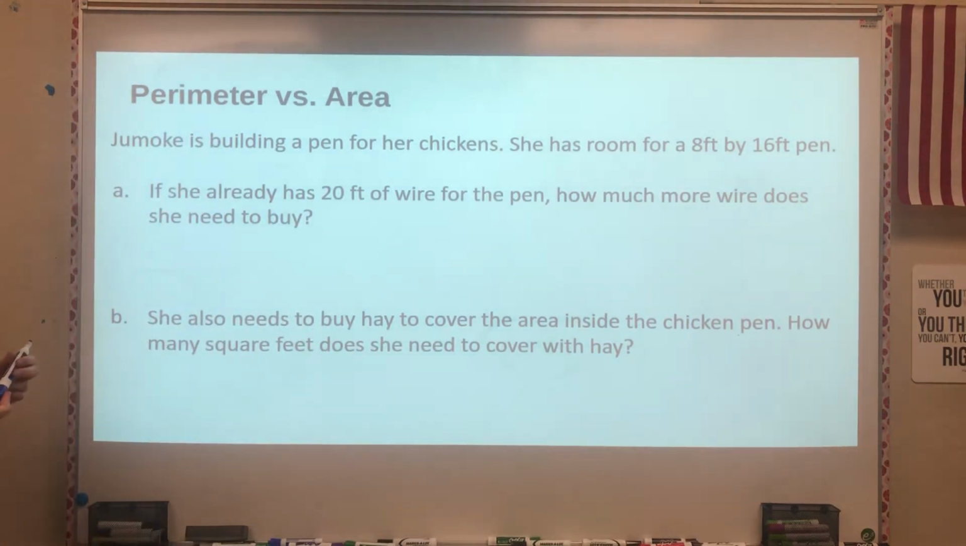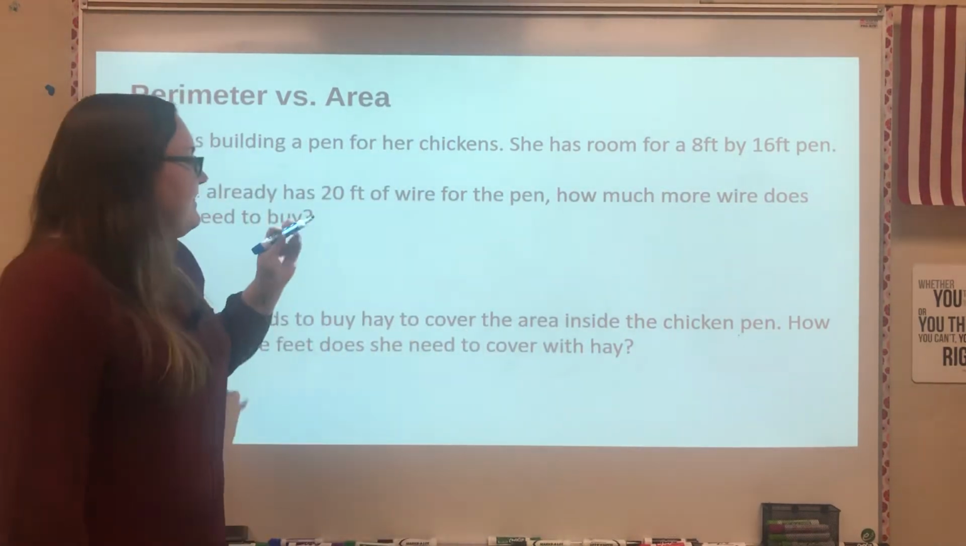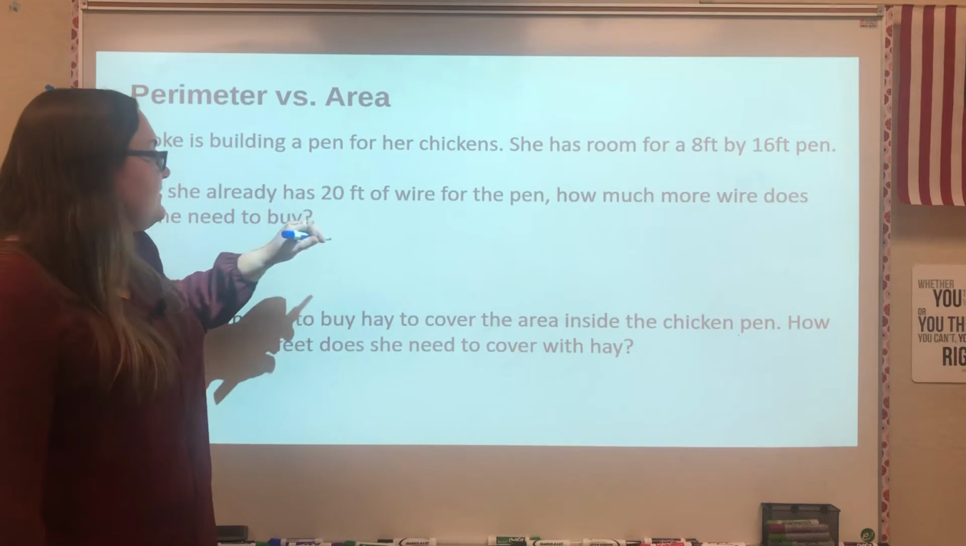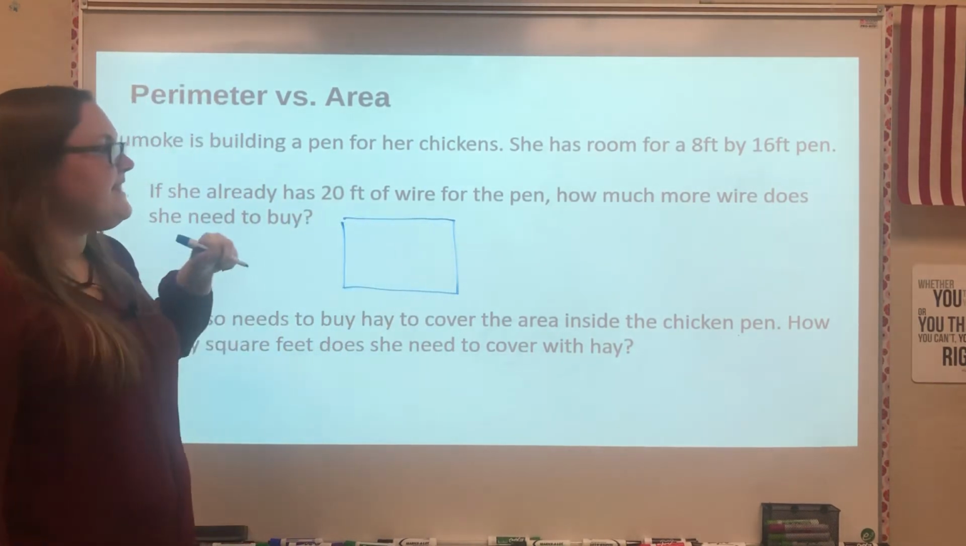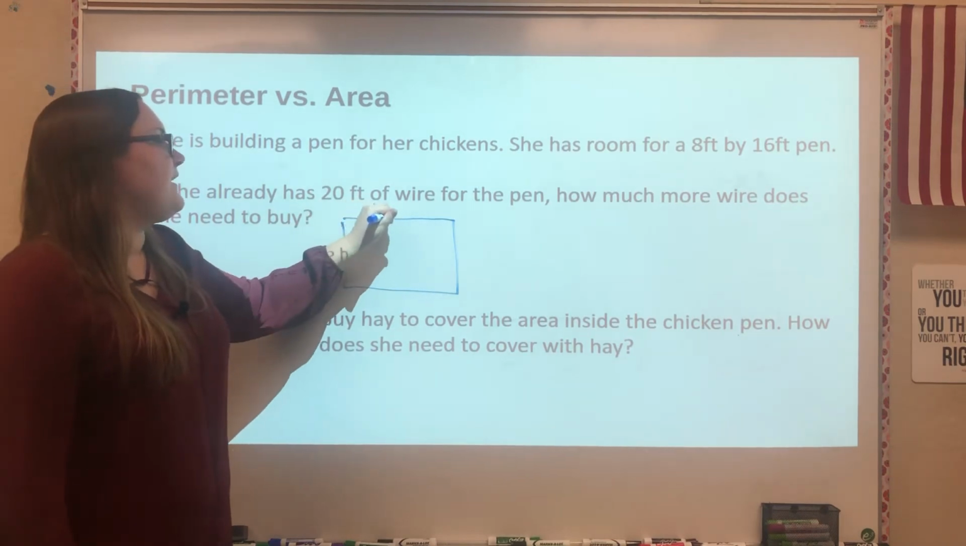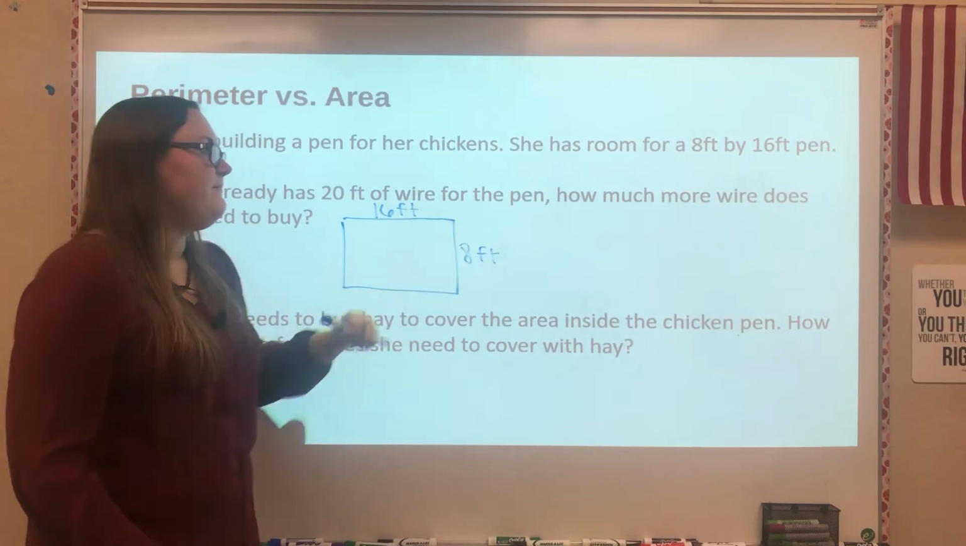So here we've got, she has room for an 8-foot by 16-foot pen. That's giving me the length and the width. So I'm just going to go ahead and draw myself a picture. I'm going to draw, here's her space. She's got room for a 16-foot by 8-foot pen.